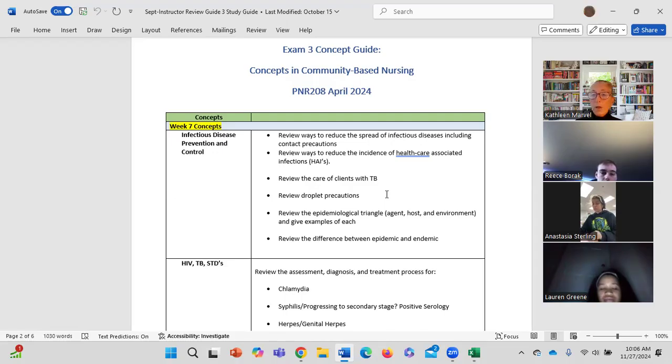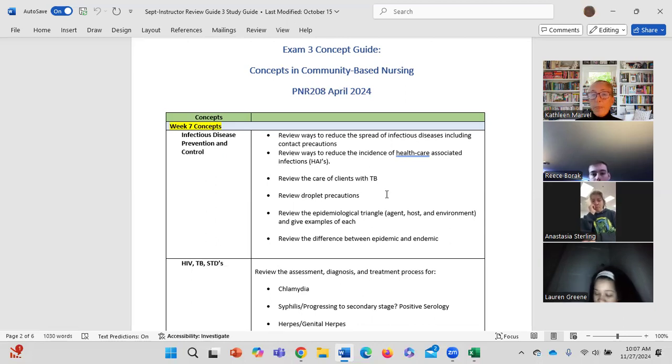What kinds of clients would we be using droplet precautions for? Possibly respiratory, I believe. Like COVID, like something with the cough. What about TB? Hmm, TB. So let's say how do you care for a TB patient? What are some priorities? Do you want them in a private room? Do you want them out walking around the hallways? Not without a mask. Do you want the N95 mask, the proper filter mask?